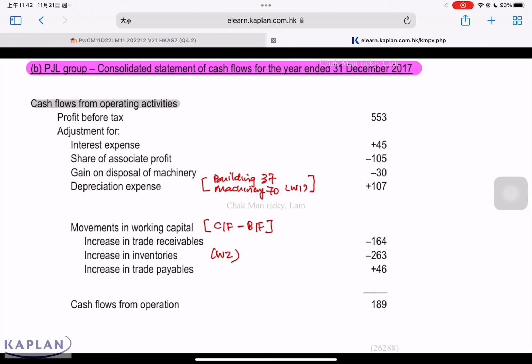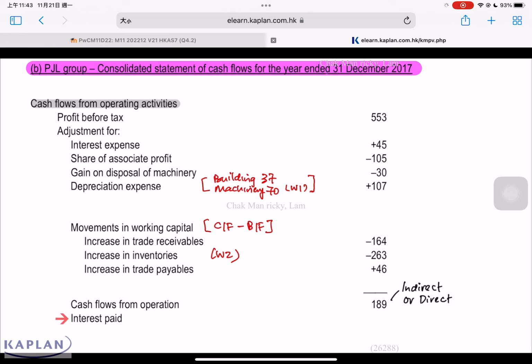This 189, we calculated using the indirect method. This may also be calculated using the direct method. But for this question, we can't because we are not given the full set of the statement of profit and loss. For this question, we must use the indirect method and the question asks us to do so. From this line onwards, there's no difference between direct and indirect method. The difference between direct and indirect method is on how we calculate this figure.